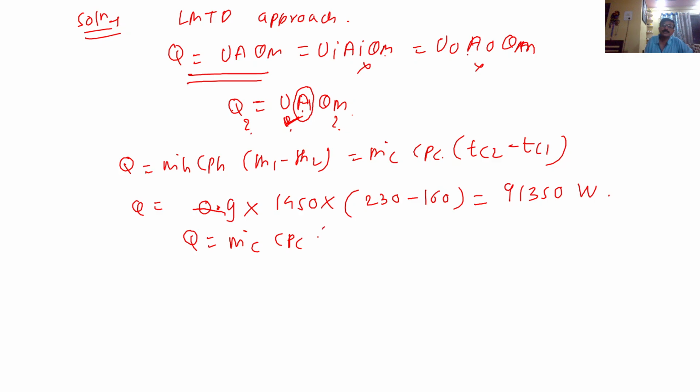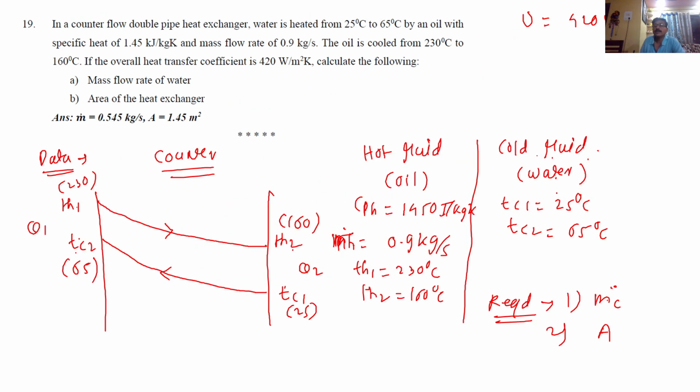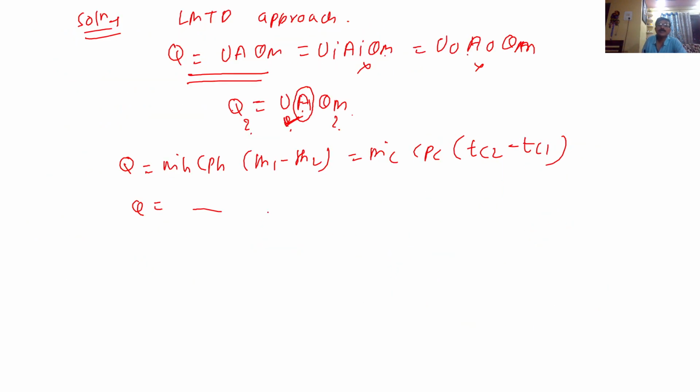But if Q is known to you, you can equate it with the second equation, that is m dot C Cpc (Tc2 minus Tc1). So 91350 is equal to m dot C, that is the mass flow rate of the cold fluid, into Cpc. What is the cold fluid? Water, and they have not mentioned the value of specific heat of water, so you have to take a standard value. Just 1 minute, something has happened here.